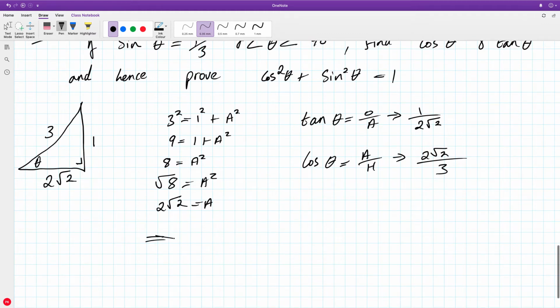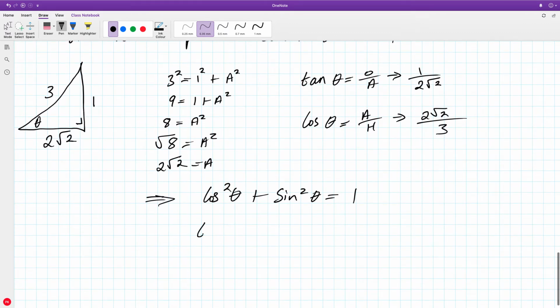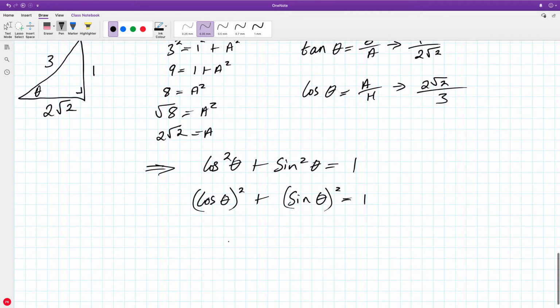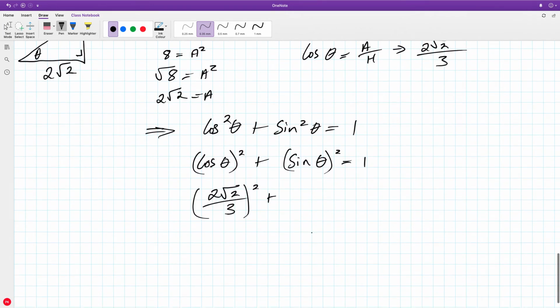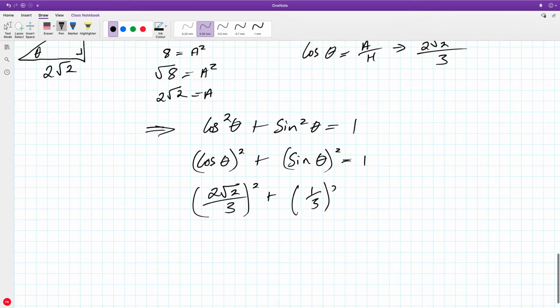The next bit of the question then asked us, the cos squared theta plus sine squared theta is equal to 1. So that's the cos of theta squared plus the sine of theta squared is equal to 1. The cos of theta is equal to 2 root 2 over 3 squared, plus the sine of theta is 1 over 3 squared.